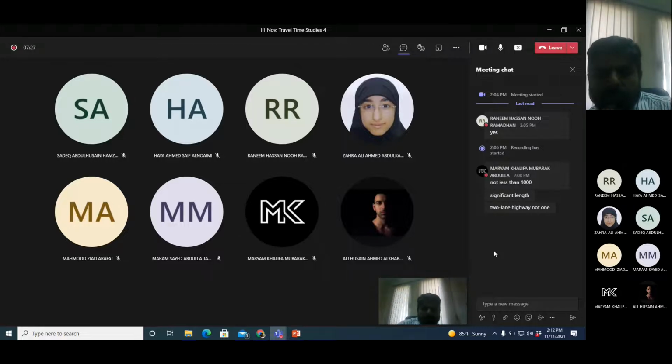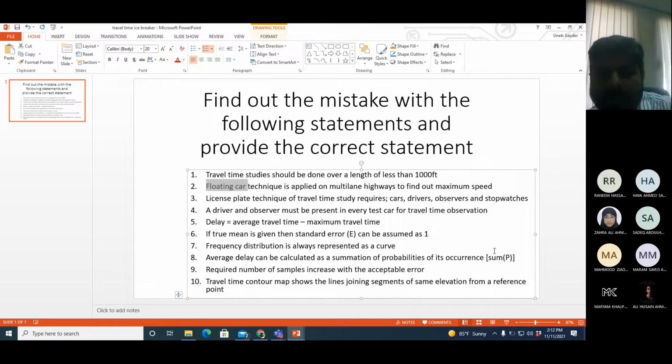Raneem, Mahmood. What is the name of the technique which is used for finding out maximum speed on multi-lane highways? No, I am asking about the name of the technique, not the name of the speed. Which technique is used for finding out maximum speed on multi-lane highways? Okay, I'll move on. You can see which one it is from the notes.